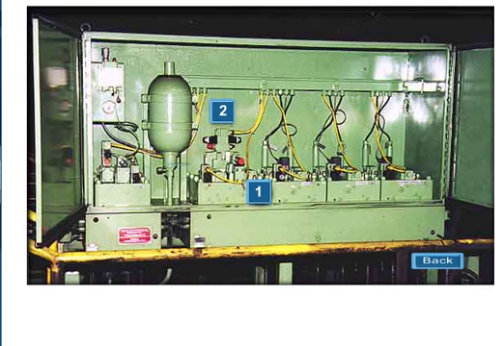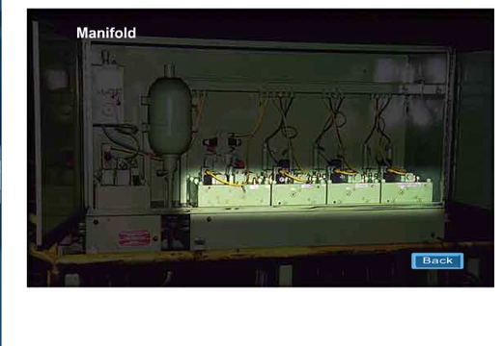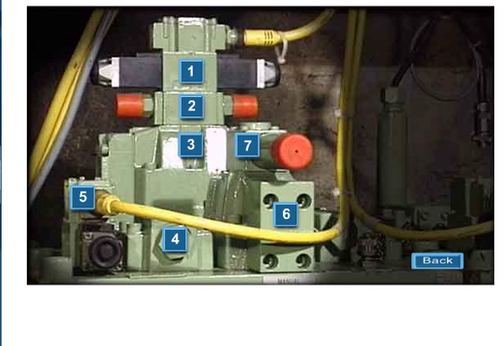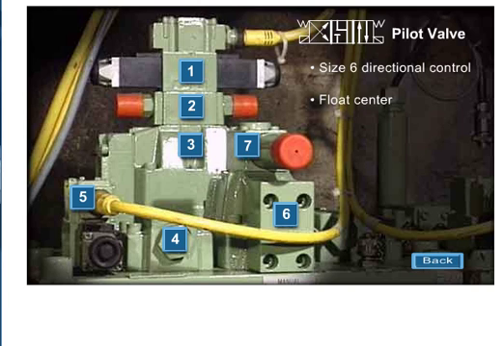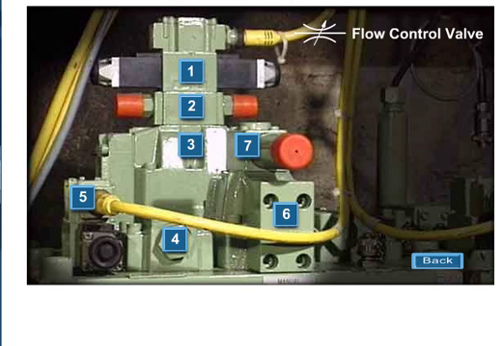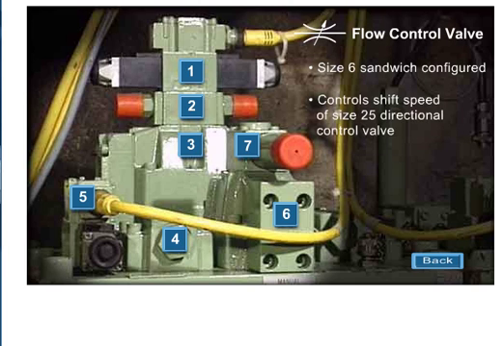Choose an area of interest and click on the appropriate number. Manifold assembly. Ductile iron. 400 bar rated. Multi-valve 4-station valve stack. Pilot valve, size 6 directional control valve. Float center. Shift size 25 directional control valve. Flow control valve, size 6 sandwiched configured. Controls shift speed of size 25 directional control valve.